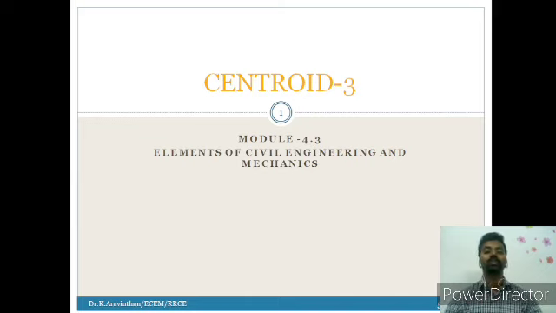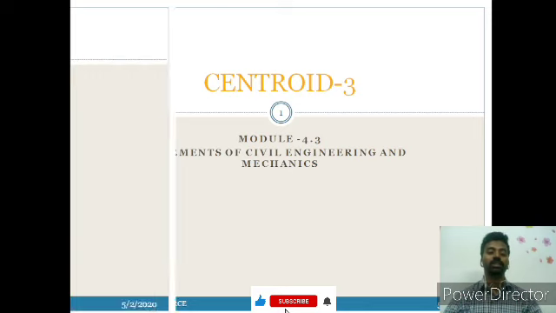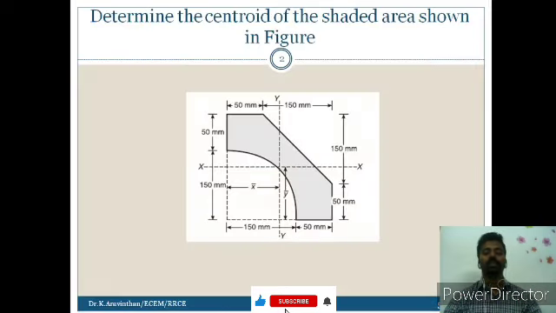Today we will be discussing centroid and moment of inertia. So regarding centroid, let us understand it better by this problem, and then let's move on to the next topic of moment of inertia. So these are the two topics which will be discussed today.